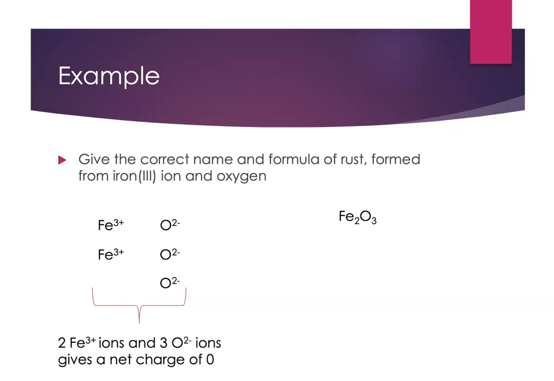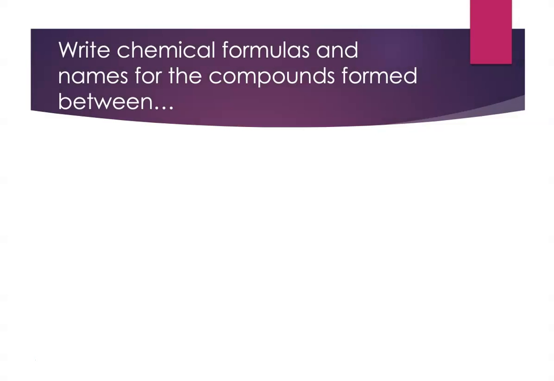And now I know that it's iron 3, right? That's the name of the Fe3+ ion, and the oxide ion is the anion, so it's the cation name and the anion name, and therefore it's iron 3 oxide. Let's do some more practice. You can't be too good at this.